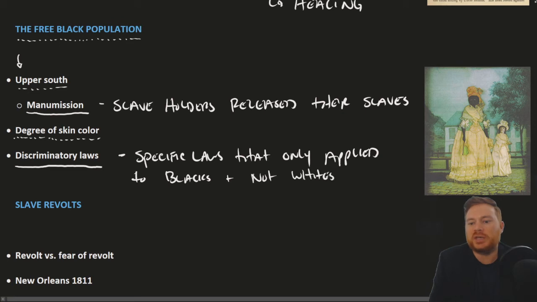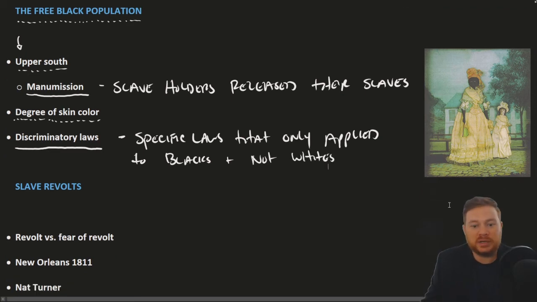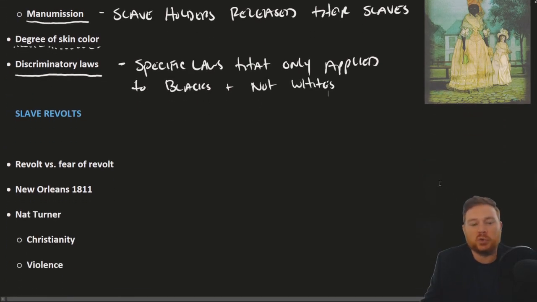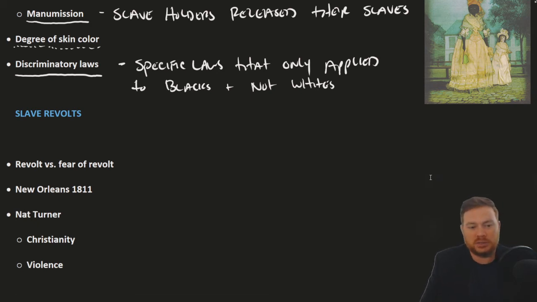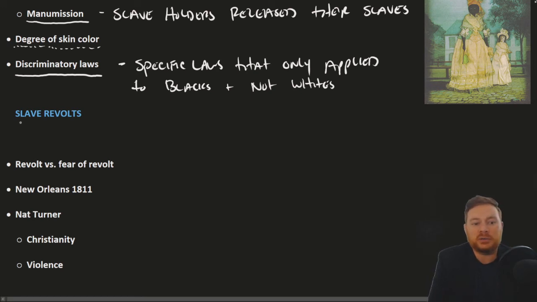So for example, being able to serve on juries or testify against whites, certain employment or property laws, and these were largely based on a state-by-state basis. Additional conditions to vote is also another good example of that. So like we mentioned before, in terms of violent uprisings, less common than you find throughout the Atlantic world. There's a couple of reasons for that.